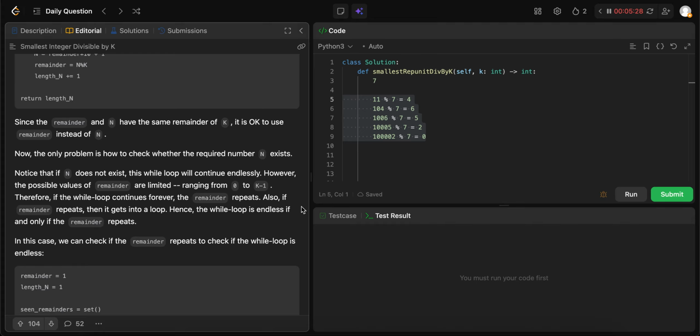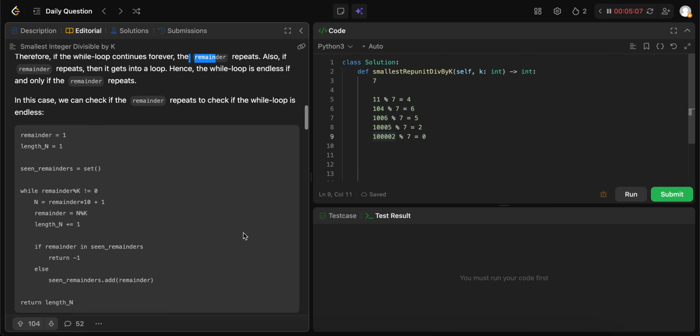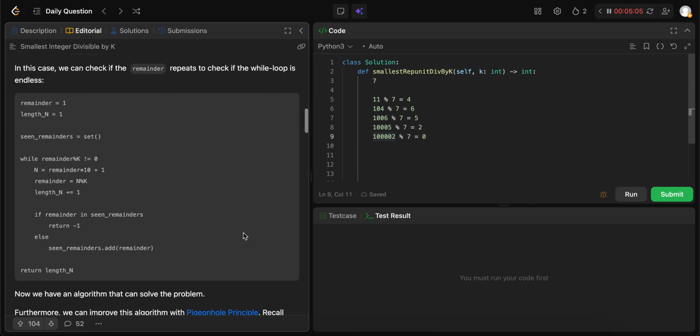We're getting different modulo classes here, 4, 6, 5, 2. So maybe if you get a loop, then you know that's an infinite loop. Let's see. The remainder repeats. Also, if remainder repeats, then it gets into a loop. Hence, the while loop is endless. Yeah, okay. I understand that part. That makes sense to me.